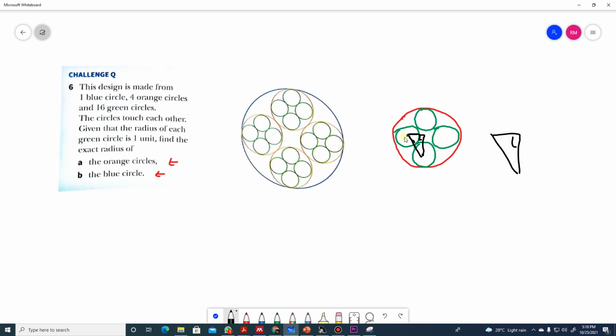So we got to know that this length and this length are supposed to be the same, because the distance from the center of the orange circle to the center of the green circle, and from the center of the orange circle to the center of the subsequent green circle, is going to be the same length.